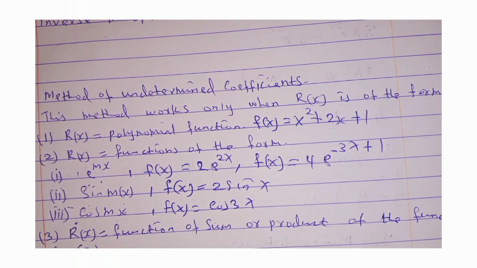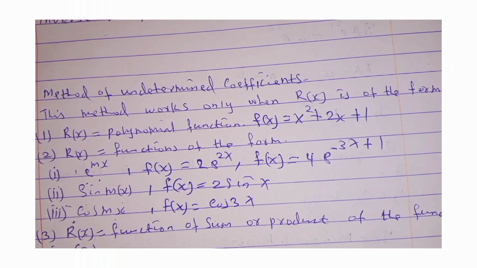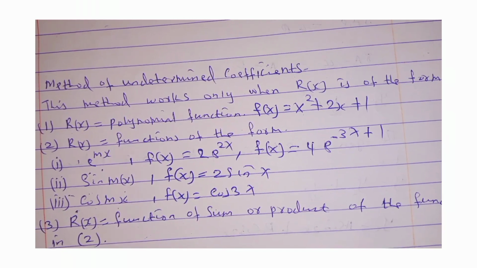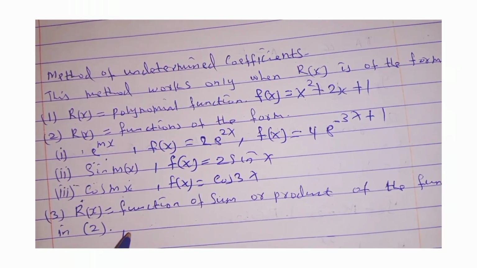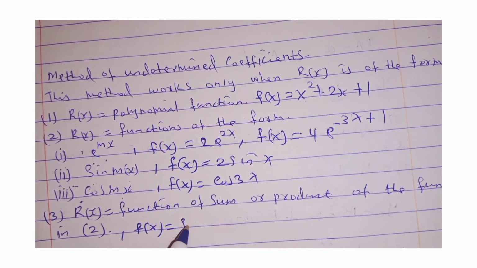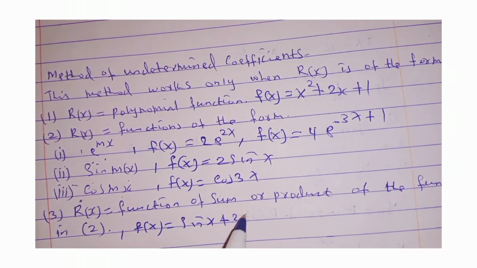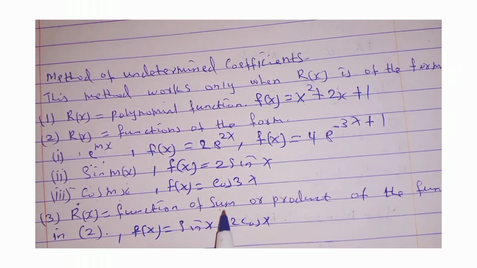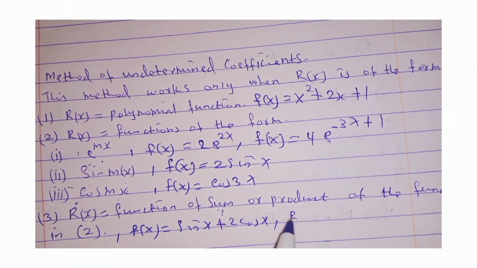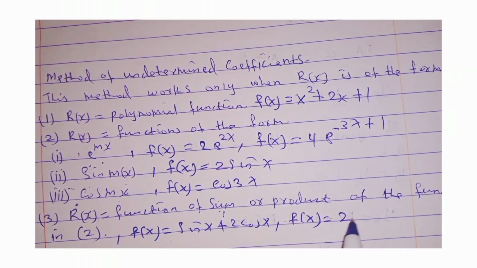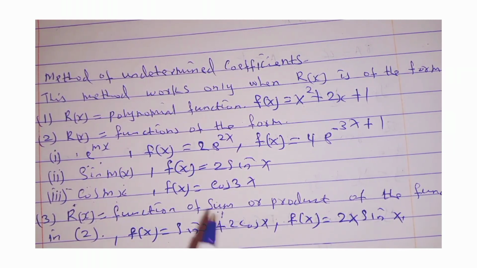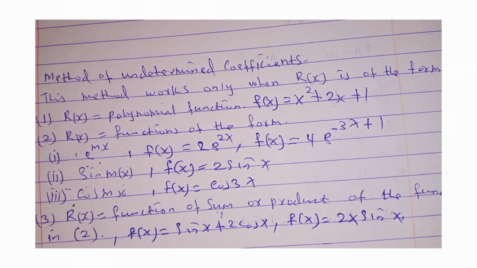And number three, R of x is a sum or a product of the functions in number two above. For example, you could have f of x equal to sine of x plus 2 cos of x. So this is the sum. For the product, you would have something like f of x equals 2x sine of x. So this is a product of these two functions.